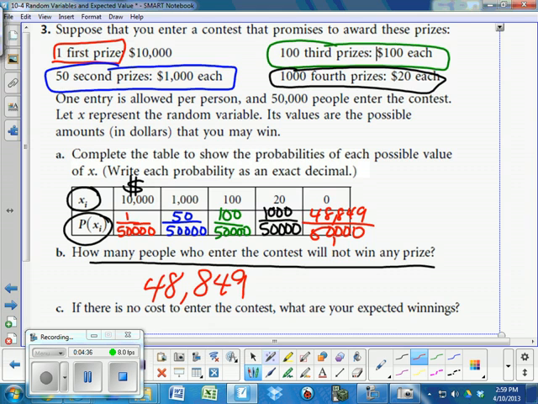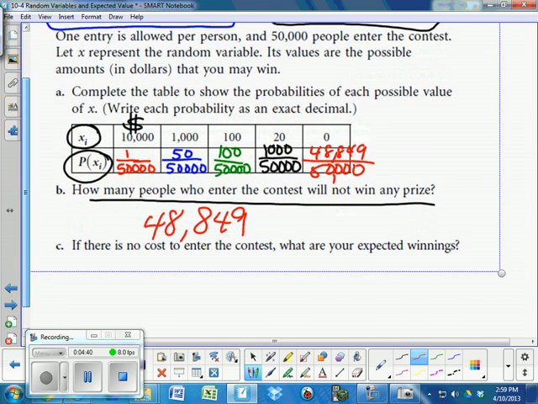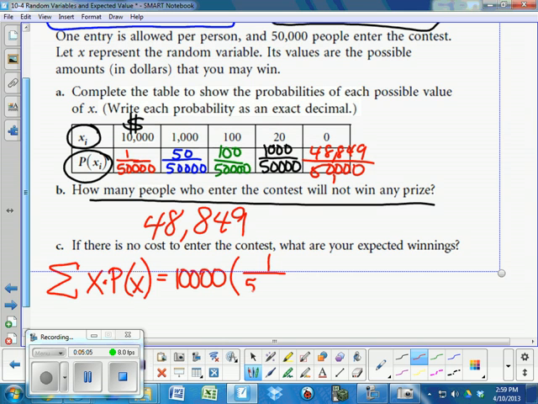Okay. If the contest were free, if they're just giving away this money, what are your expected winnings? This is expected value. This is where this formula, sigma, value times probability, comes into play. We need to take the value of the first place prize, which is how much? 10,000 times the likelihood of winning it. 1 in 50 grand. What does sigma mean? Sum. Add the value of the second place prize, which is 1,000 times the probability of it happening, 50 out of 50,000.